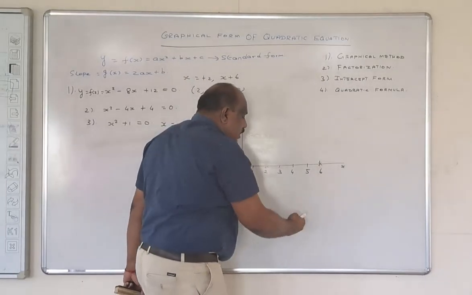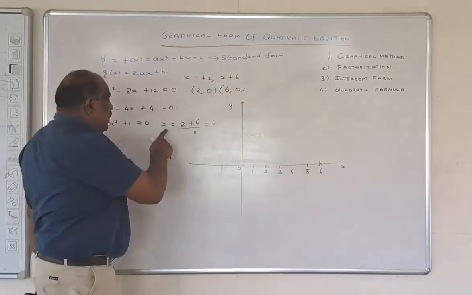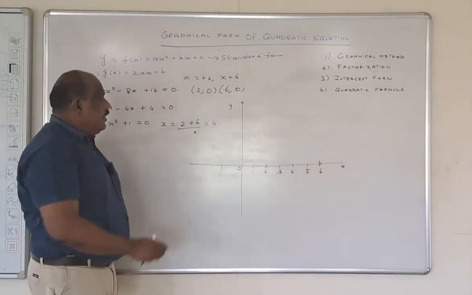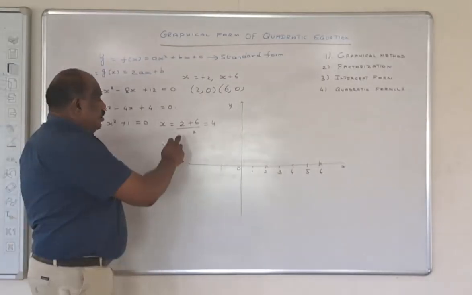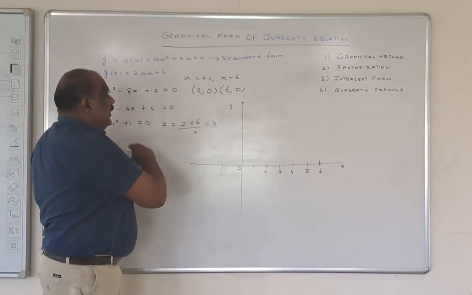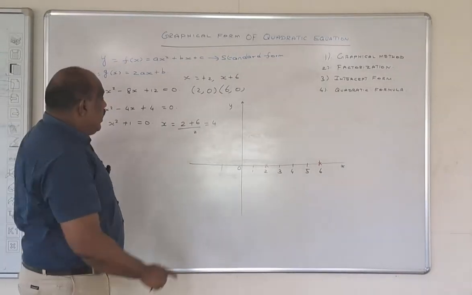This side of the graph will also come and touch at a common point. That common point is obtained at x equal to what? 4. How to get it? By taking the average. So 2 plus 6 is 8, by 2 is nothing but 4. Now you know the x.